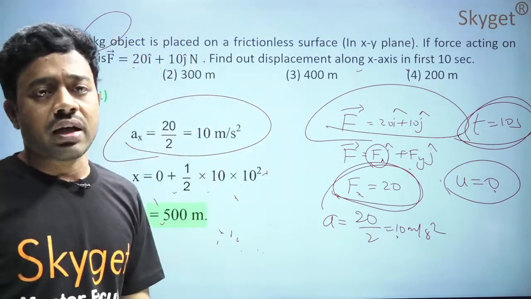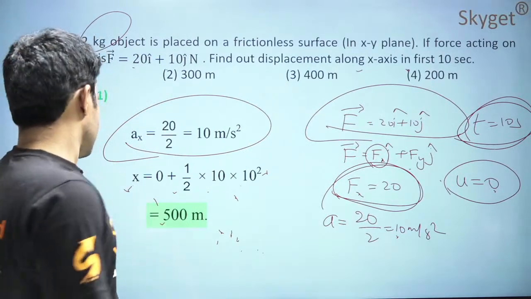F is equal to 20i plus 10j in the x-axis direction.